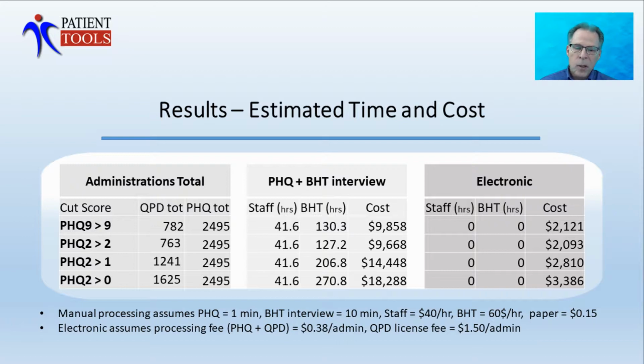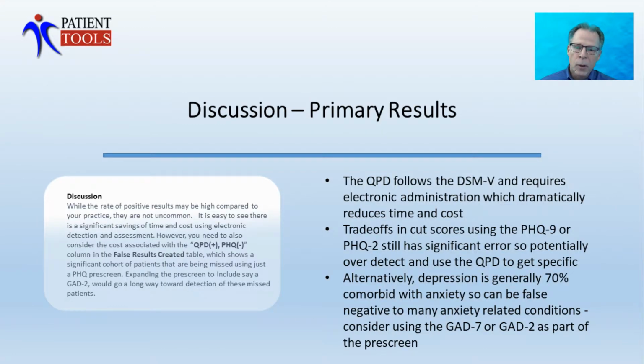And so if you just start running those numbers in there, then you look at the cost of electronic, and it's significantly lower. So you've saved yourself a ton of time, and you've saved yourself a ton of money in the process of doing this in-depth electronic assessment on top of the PHQ-9. So use that PHQ-9 as a pre-screener. So let's look at those primary results.